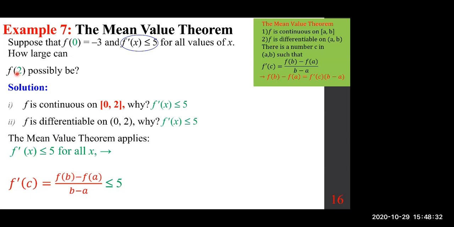F of 2. What is minus f of a? Minus minus 3. And then 2 minus 0. I hope you see what I'm doing. I'm just using this one. Everything is there except f of 2.